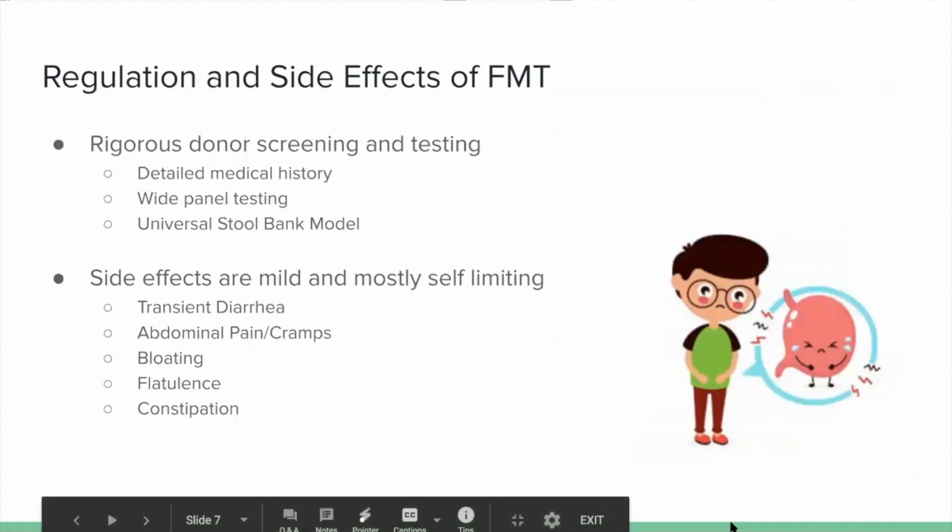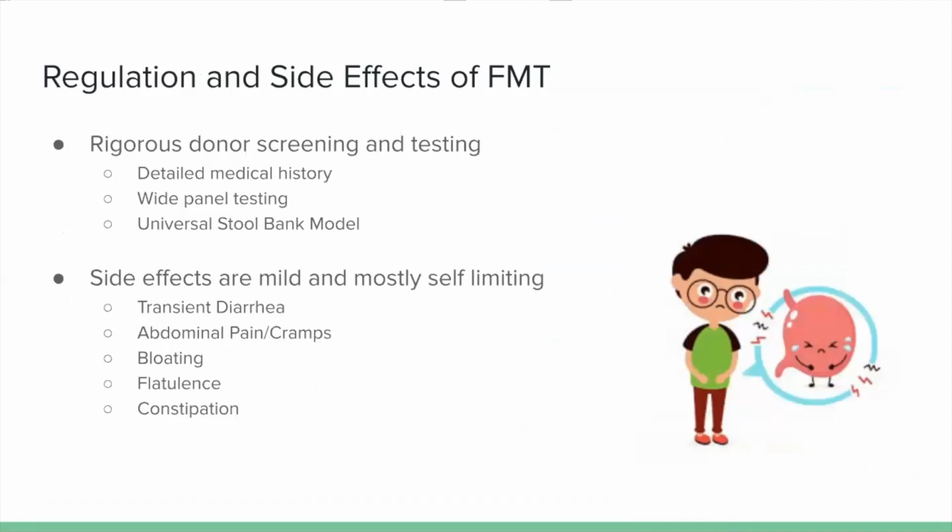While FMT is overall a very safe procedure, there are potential side effects and risks. Many of the potential risks are mitigated by implementing a careful selection and screening process for prospective donors. These would include obtaining a detailed medical history together with testing for a wide panel of infectious disease. Many centers follow a universal stool bank model distributing pre-screened frozen FMT preparations. Side effects of FMT are mild, self-limiting, and include transient diarrhea, abdominal pain or cramps, bloating, flatulence, and constipation.